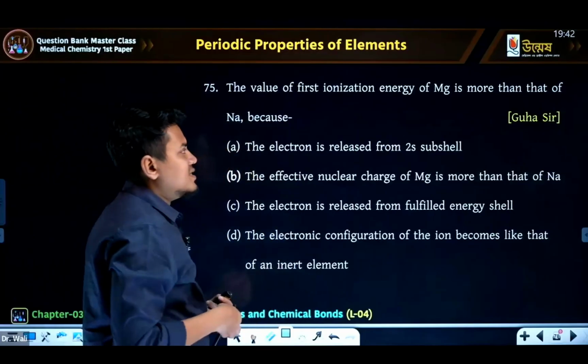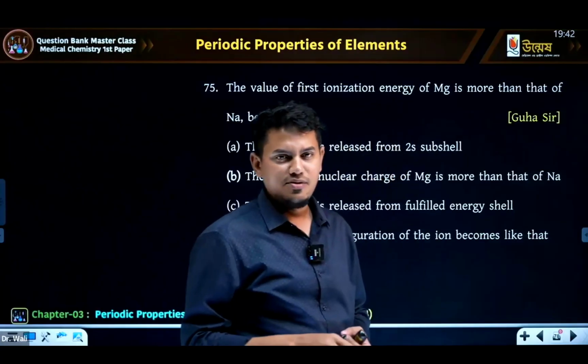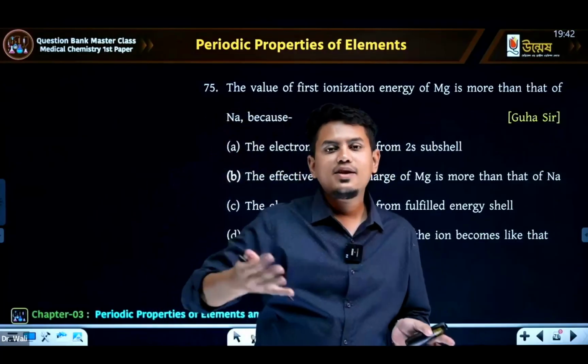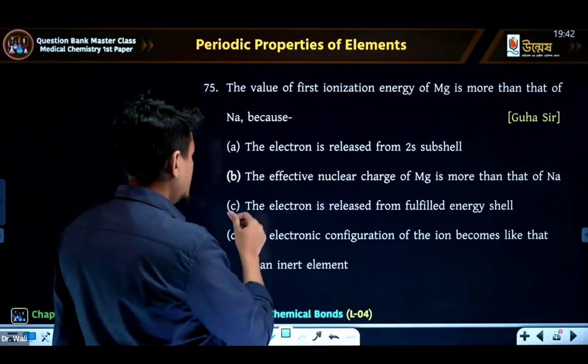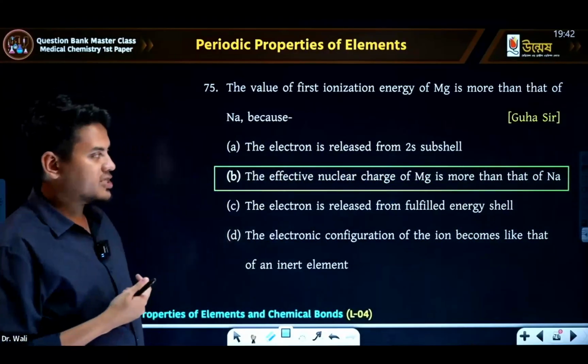The value of first ionization energy of magnesium is more than that of sodium. Why? Because sodium has only 1 electron. Magnesium is placed on the right side of sodium. That's why it shows higher ionization energy. So that is the actual explanation: the effective nuclear charge of magnesium is more than that of sodium.